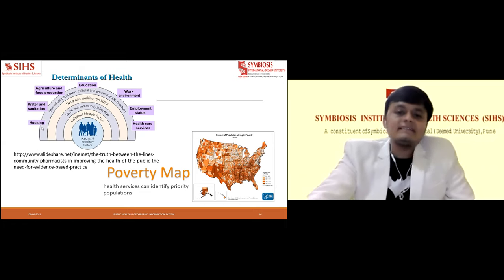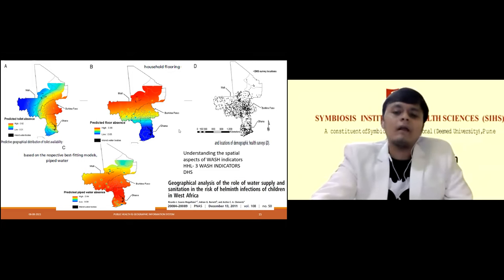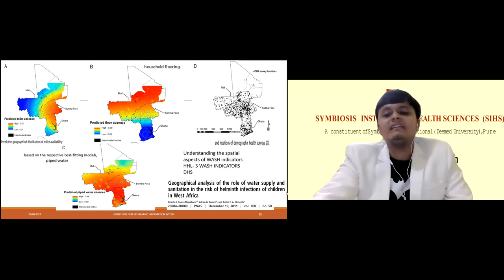Now, this is an example from West Africa. Authors, by understanding the spatial aspects of WASH indicators, and WASH, as we all know, is water, sanitation, and hygiene, have identified that there is a significant role of water supply and sanitation in the burden of helminth infection in school-going children in West Africa.